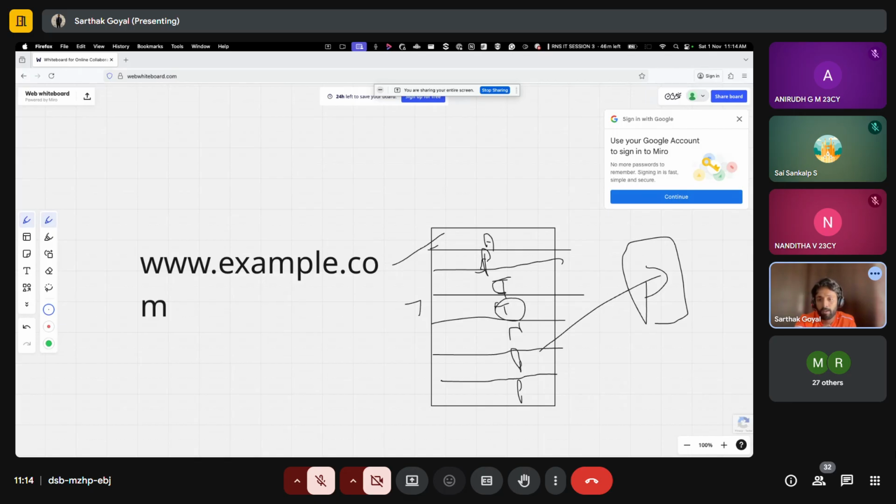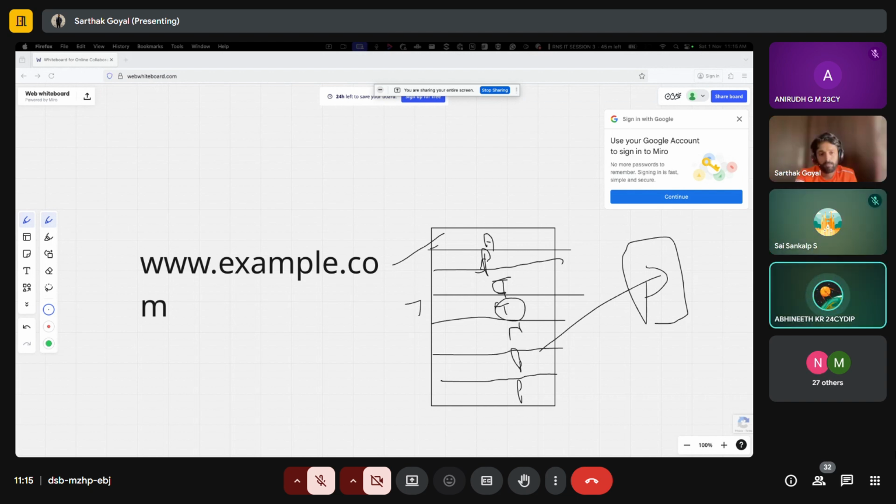Now, let's say, I'll give you an example. You typed your favorite website and something is not showing up. No page is showing up. What would you do? Check for internet connection. Great. Physical connection. Very good, Abhineet. What else could you check?